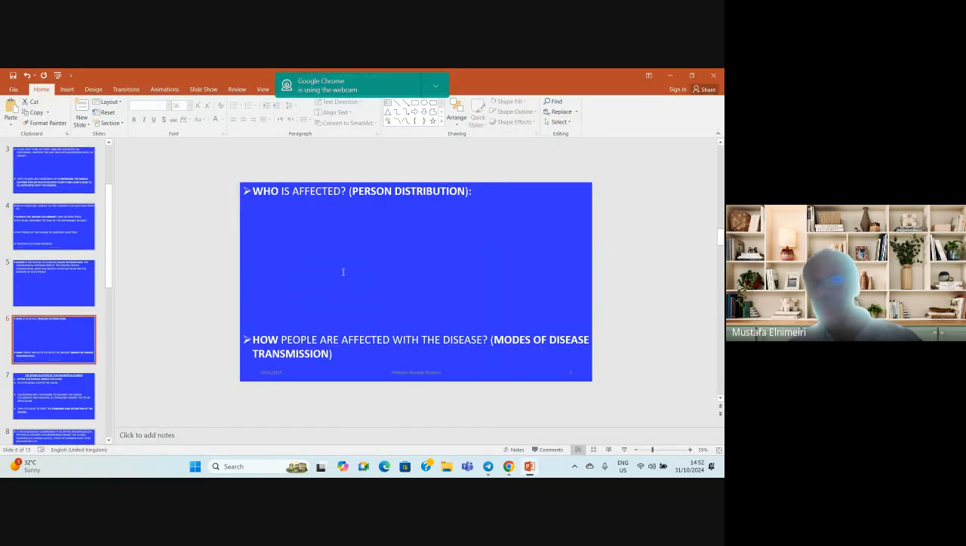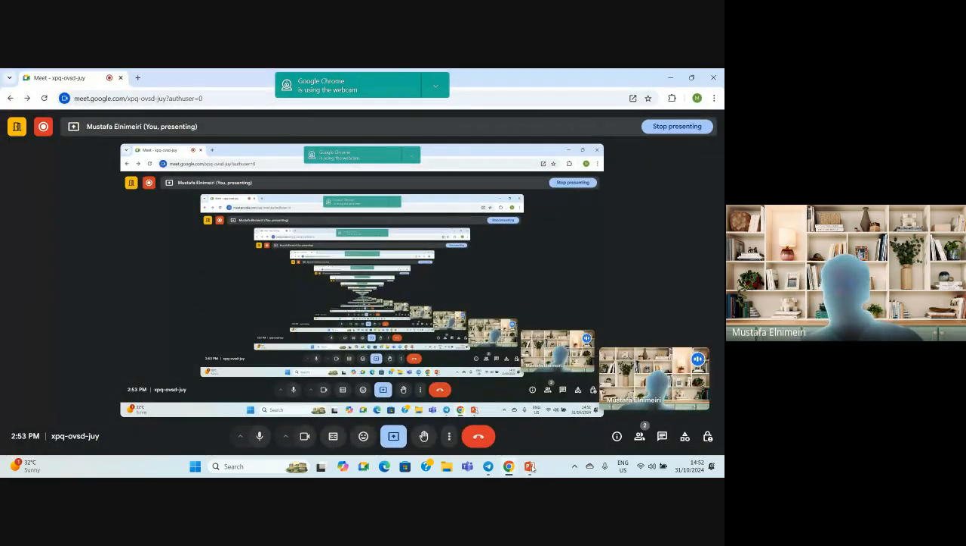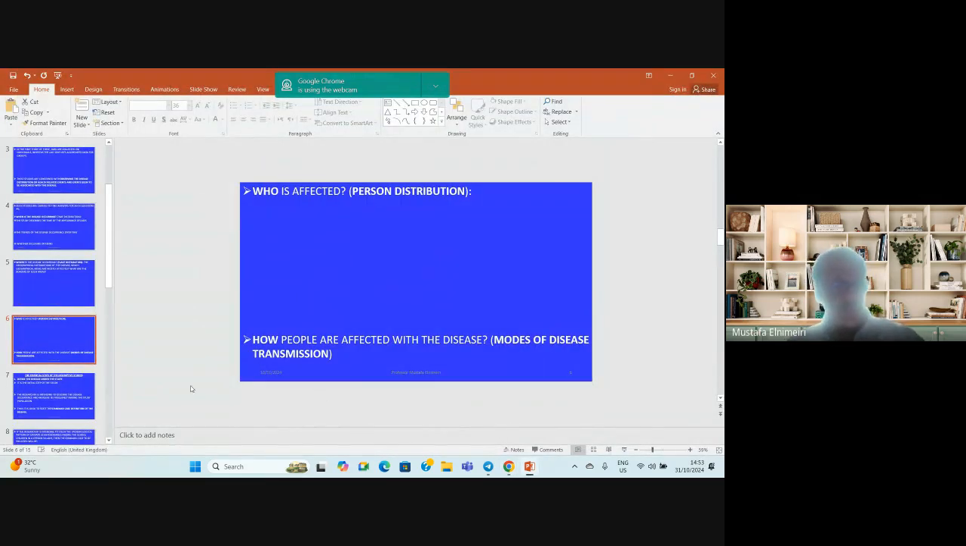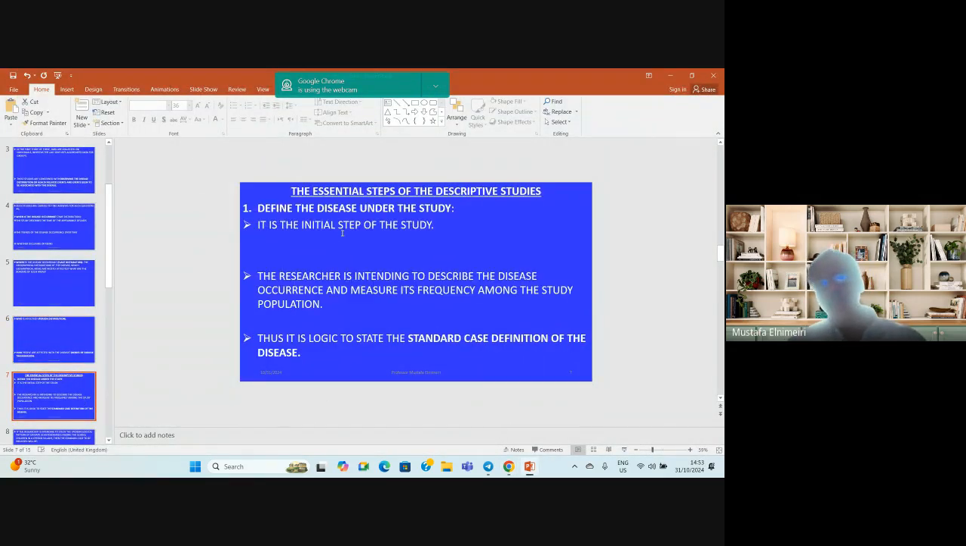Who is affected by the disease? And this is the person distribution, how people are affected with the disease. And here we can talk about the modes of disease transmission, whether it is by direct contact or through fecal-oral route or whatever it is. And now we will describe the essential steps of the descriptive studies.